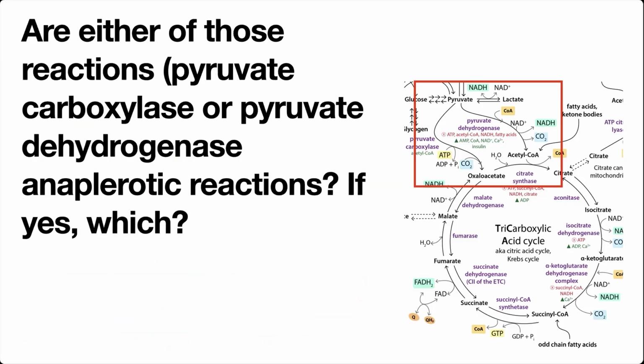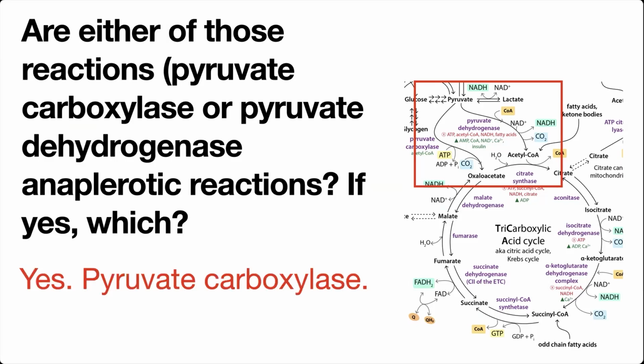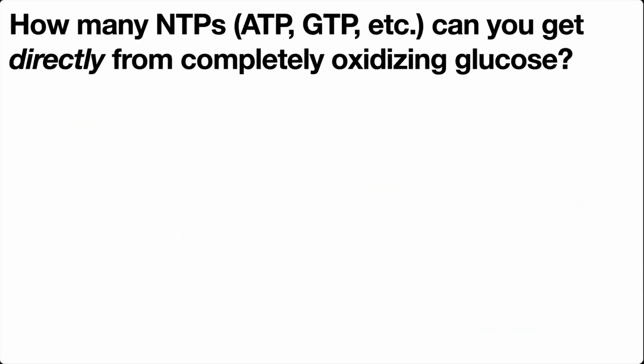Are either of those reactions anaplerotic? And if yes, which? Well, the one that's anaplerotic is the one that's actually going to be replenishing the pathway intermediates. So the anaplerotic reaction is going to be the pyruvate carboxylase, where we're adding a carbon to pyruvate to give us oxaloacetate. And the oxaloacetate is in the pathway, and so this is going to be an anaplerotic reaction that's replenishing the pathway intermediates. So that pyruvate carboxylase step is an example of an anaplerotic reaction.